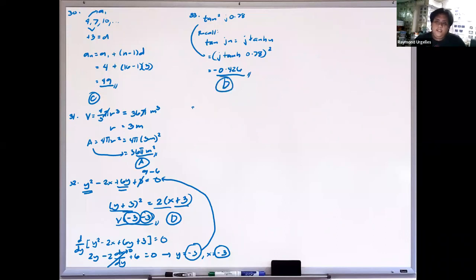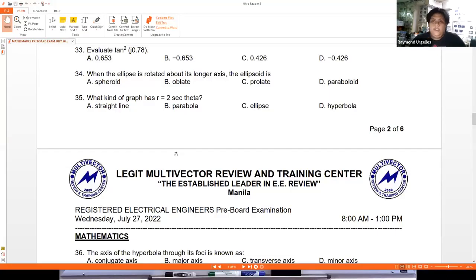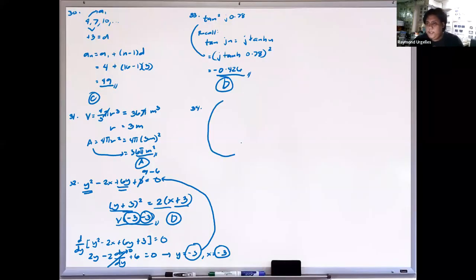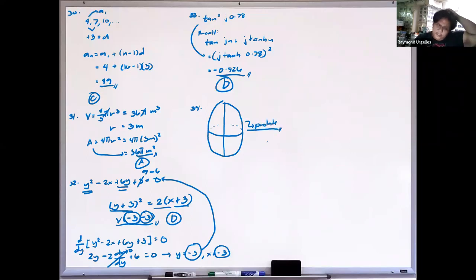So next number, 34. Okay? When the ellipse is rotated about the longer axis, the ellipsoid is blank. Diba? So, pag ganito yung ellipse, nirotate natin siya about this axis. Diba? So you will get something like this. Okay? So ito yung tinatawag natin na prolate. So I think this is prolate spheroid, or prolate ellipsoid. So I'm not pretty sure. Okay? So this is letter C.